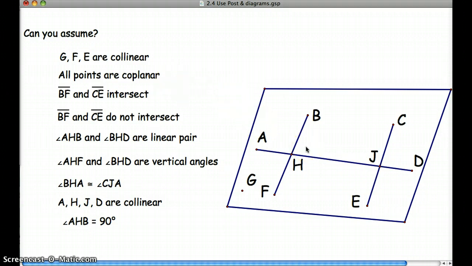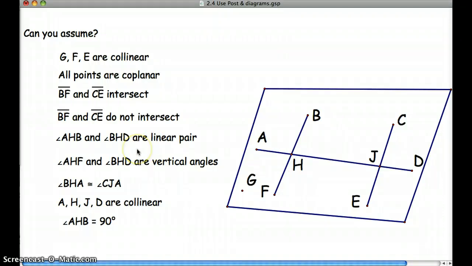Okay? Can you assume that line, and it says segment, but I want to say line, BF and CE intersect? And again, assume those are lines. No, you cannot assume they intersect. The reality is until we go back to our algebra roots, until we find out the slopes are the same or the slopes are different, we can't assume that they intersect at all. At the same time, the next question says, can you assume that BF and CE do not intersect? No, you cannot. Without the algebraic knowledge of slope, you cannot assume that they're intersecting or not intersecting. So the answer is no, you cannot assume either one.